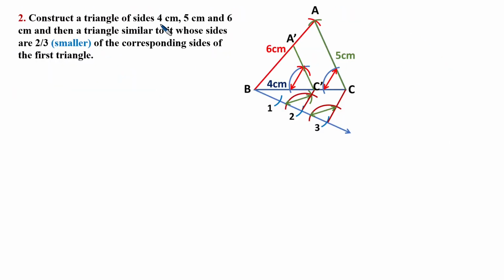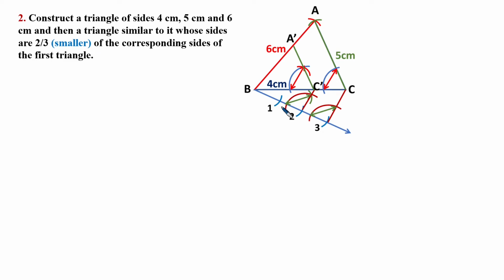Second, construct a triangle of side 4 centimeter, 5 centimeter and 6 centimeter. So this is 4 centimeter, 5 centimeter and 6 centimeter. This is ABC. And then a triangle similar to it whose sides are 2/3. That means 2/3 is smaller, it is less than 1. So now this is A prime, this is C prime.